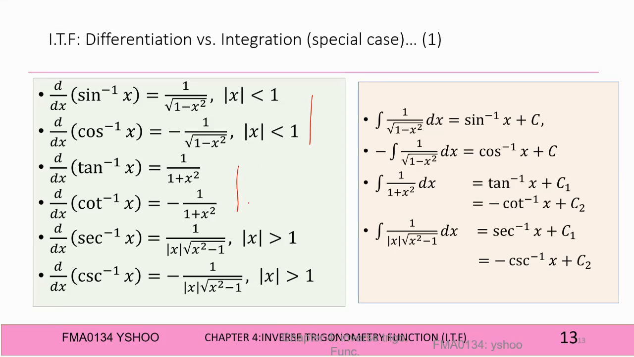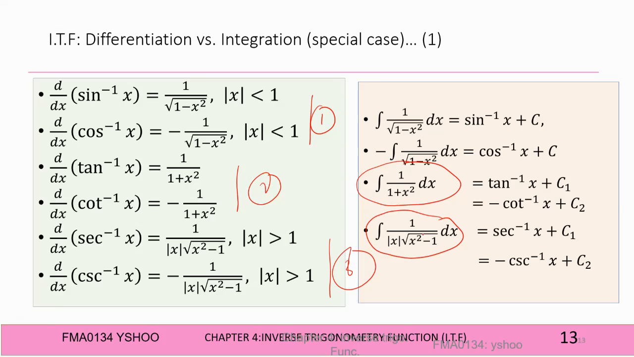So this is the first formula, this is the second, this is the third formula. For the integration, basically you only need three different formulas. The first one is the integral of 1 over 1 plus x squared. The second one is the integral of 1 over absolute x times square root of x squared minus 1. And the third one is 1 over square root of 1 minus x squared dx. If you want to use the negative cos inverse, you also can. If you want to use the negative cotangent inverse, you also can. Or the negative cosecant inverse, also can.